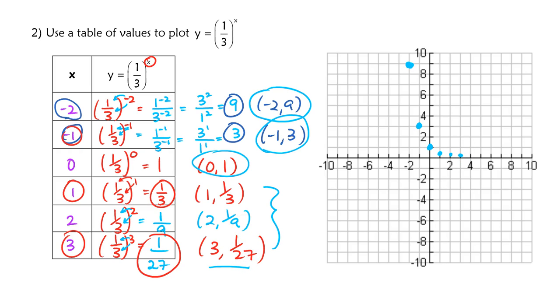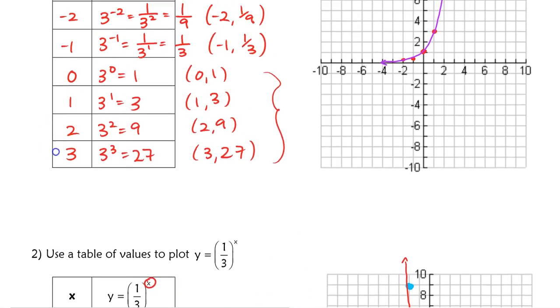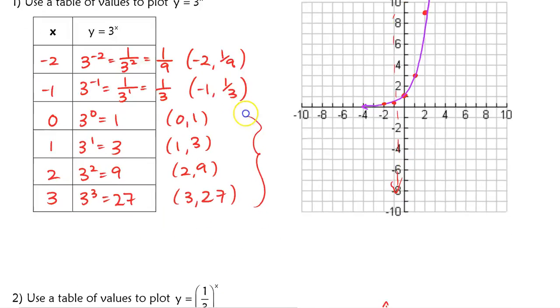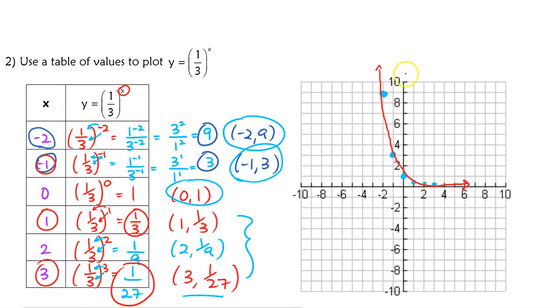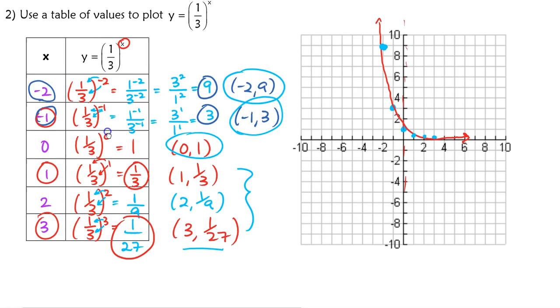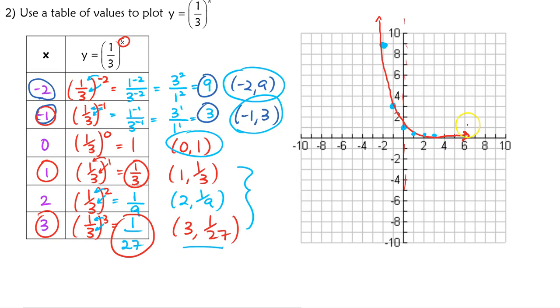Now, if I look at these points and connect them with a smooth curve, the graph looks a little bit different than the graph we just worked on above, right? It's kind of like it's been reflected. If you imagine a mirror right here, it's like it's been reflected over that mirror. So it's been flipped, and that's the graph of an exponential decay function. We're going to practice this a lot more, but that's the general shape of an exponential decay.